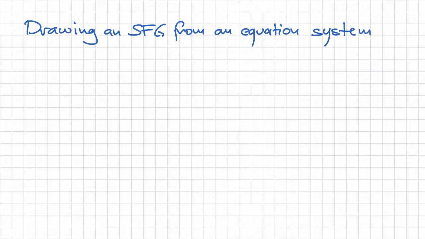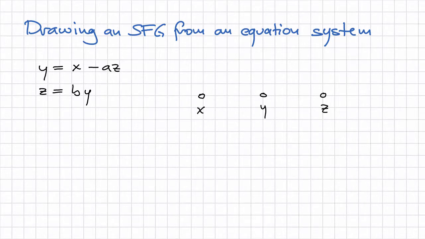So drawing a signal flow graph, if you have an equation system, is quite simple. I show this to you with a simple equation system with two equations and three variables. The three variables, x, y, and z, we will draw using three nodes. Then the second equation can be drawn with one branch, z equals b times y.